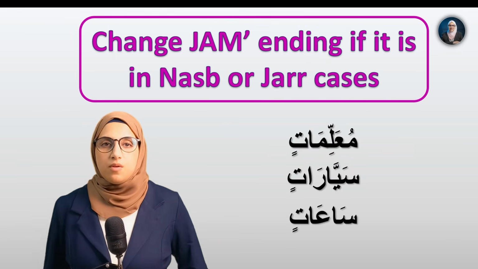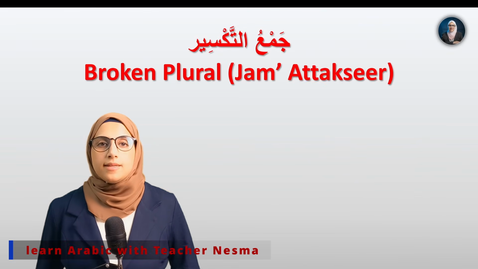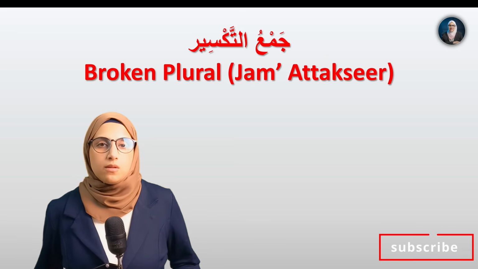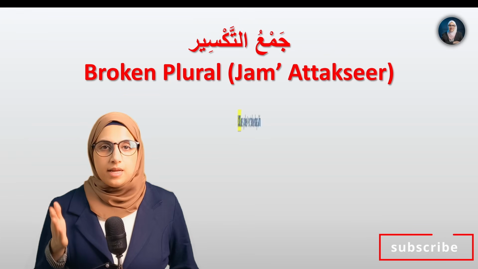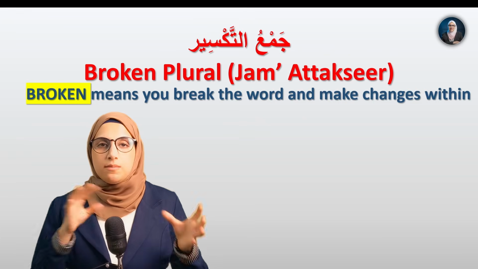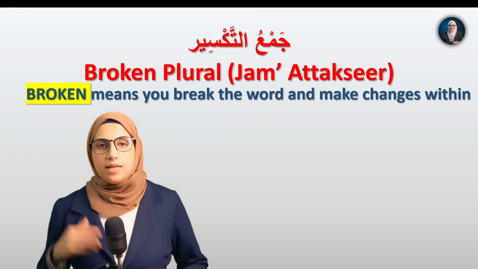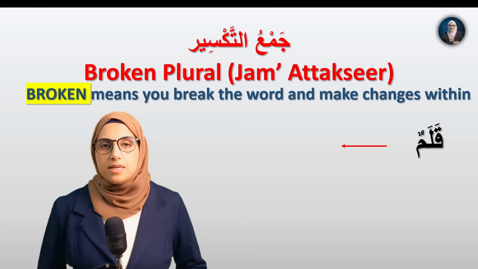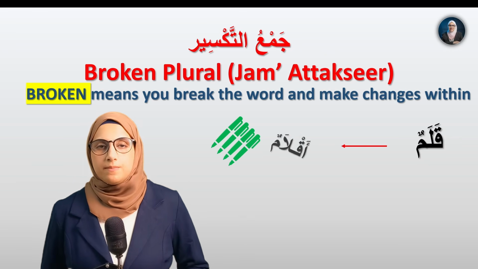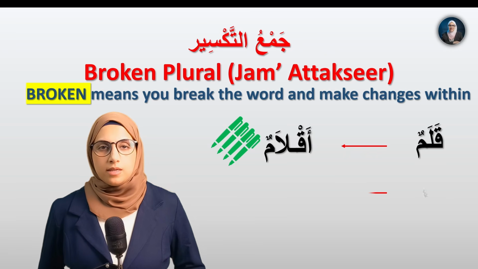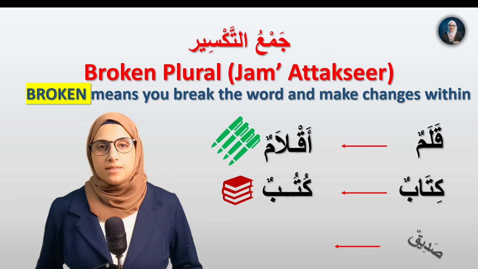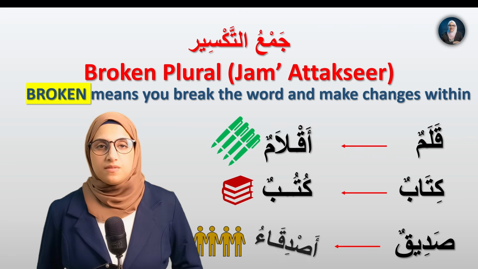The third type of the jam' is جمع التكسير or the broken plural. Why do we call it broken? Because we break the original word and we make changes on it. Look at this example. The word قلم, when I want to make it jam', I say أقلام. كتاب, a book. كتب, books. صديق, a friend. أصدقاء, friends.